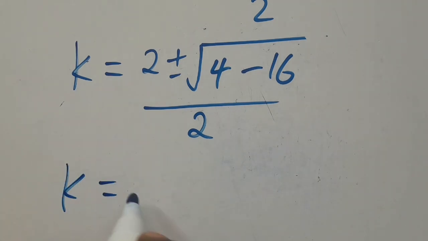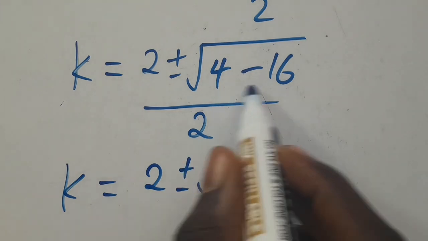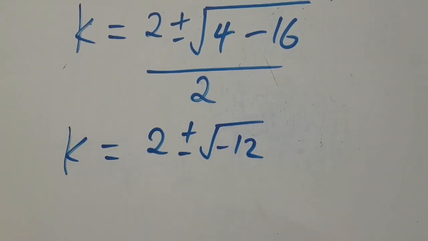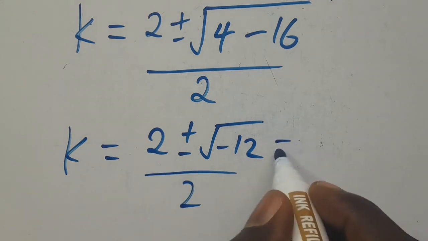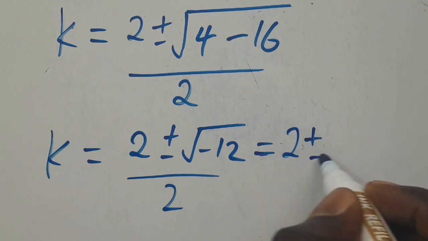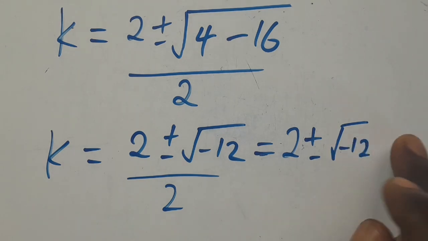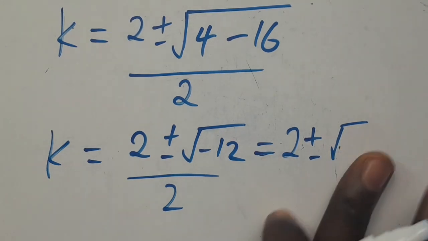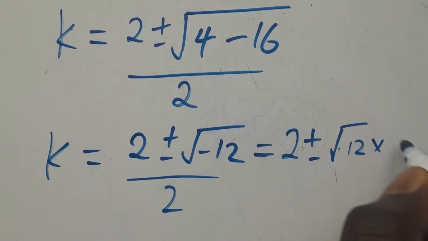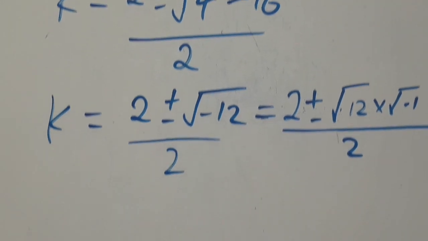From here we have our k to be equals positive or negative root of 4 minus 16, which will be minus 12, then divided by 2. This can be simplified as 2 positive or negative, minus 12 multiplied by root of minus 1, all divided by 2.